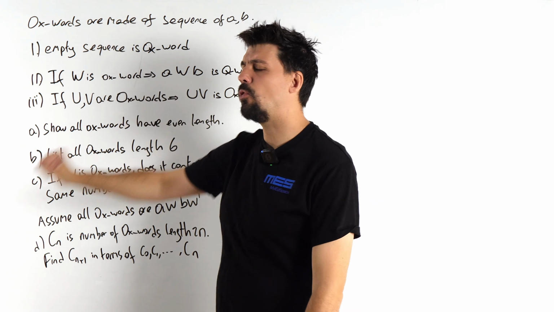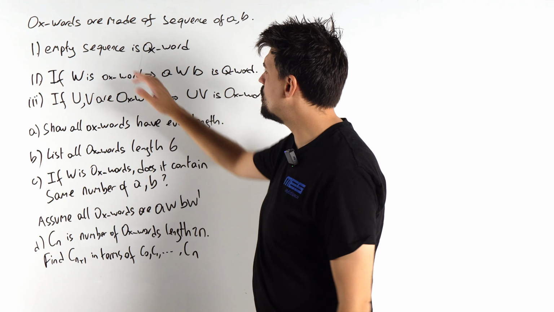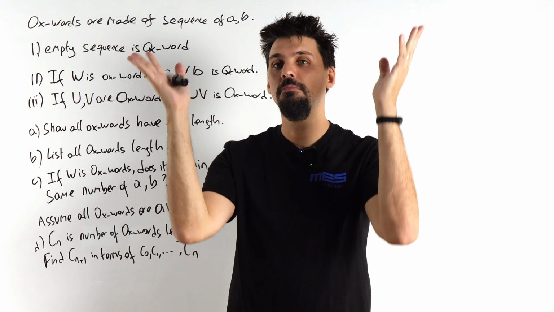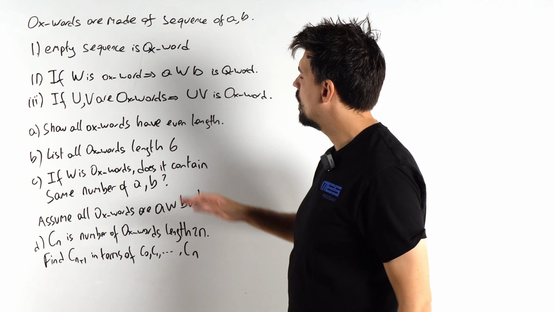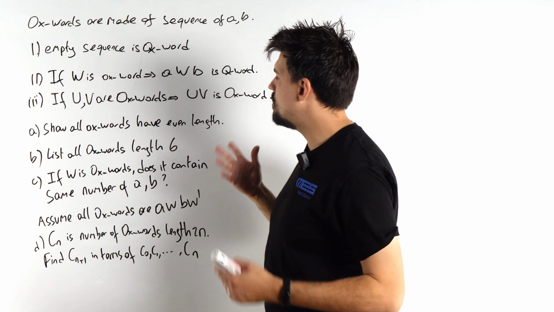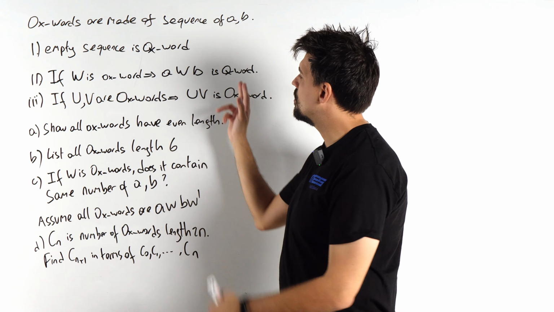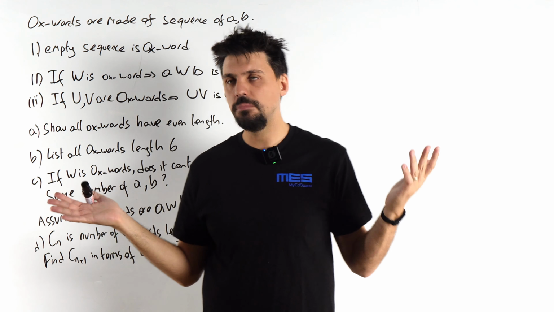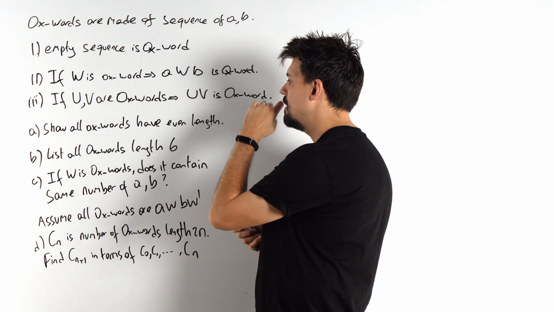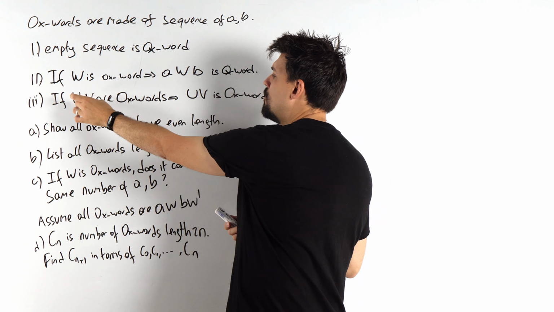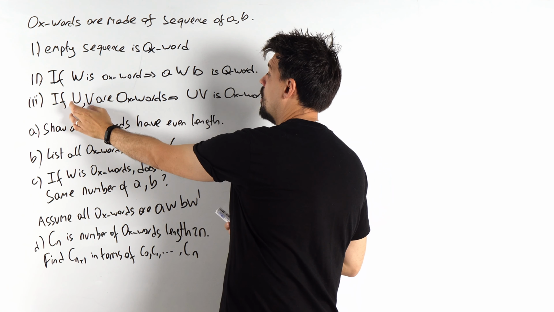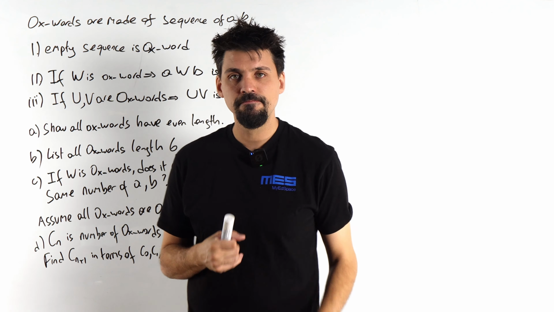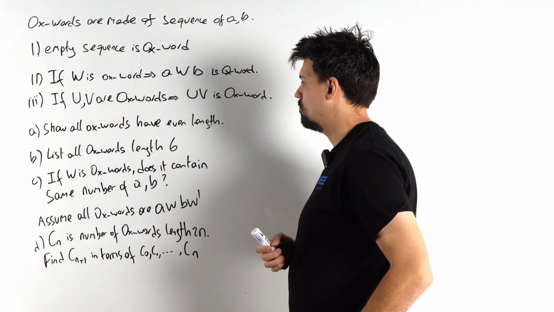Now, here are my 3 rules for creating oxwords. First of all, just the empty sequence is an oxword. You could have no A's, no B's, and that is an oxword. Now, if W is an oxword, we can create a new oxword by sandwiching it between A and B. If I've got 2 oxwords, U and V, stick them together, you get an oxword. We'll see what we mean by that in a second.